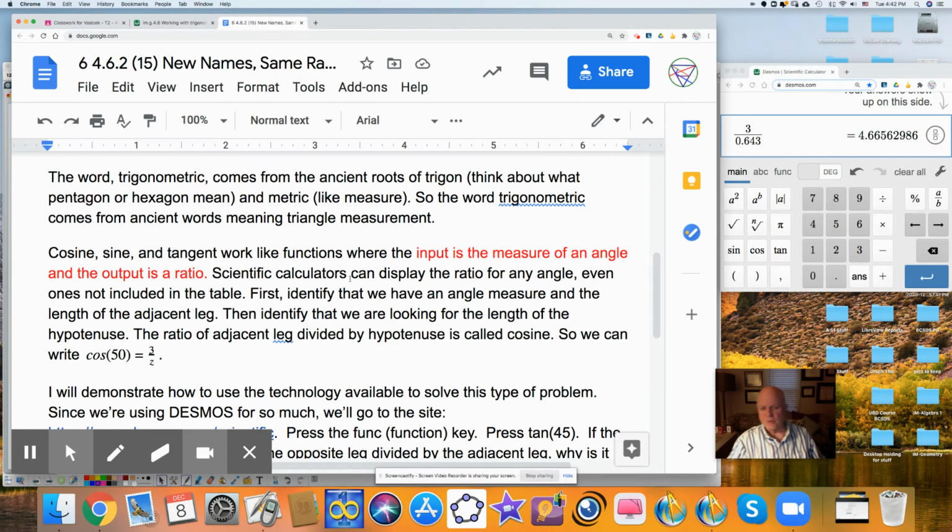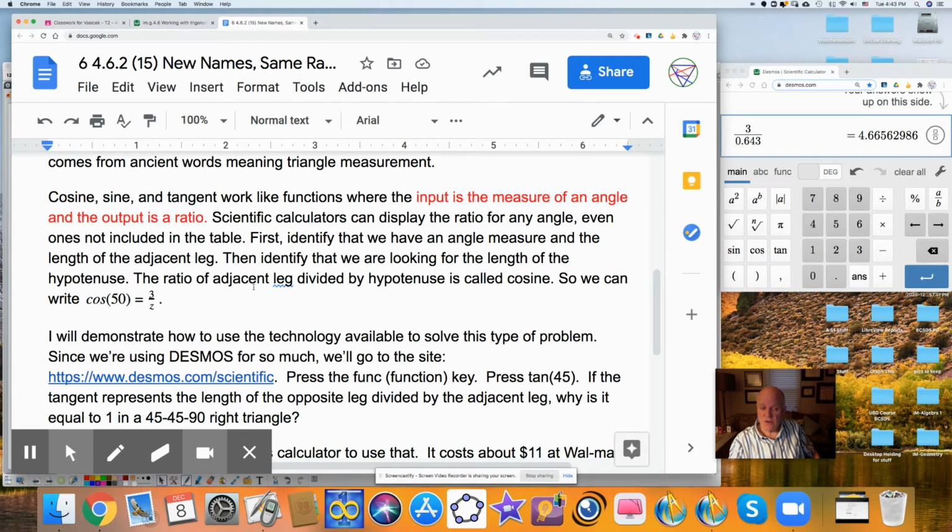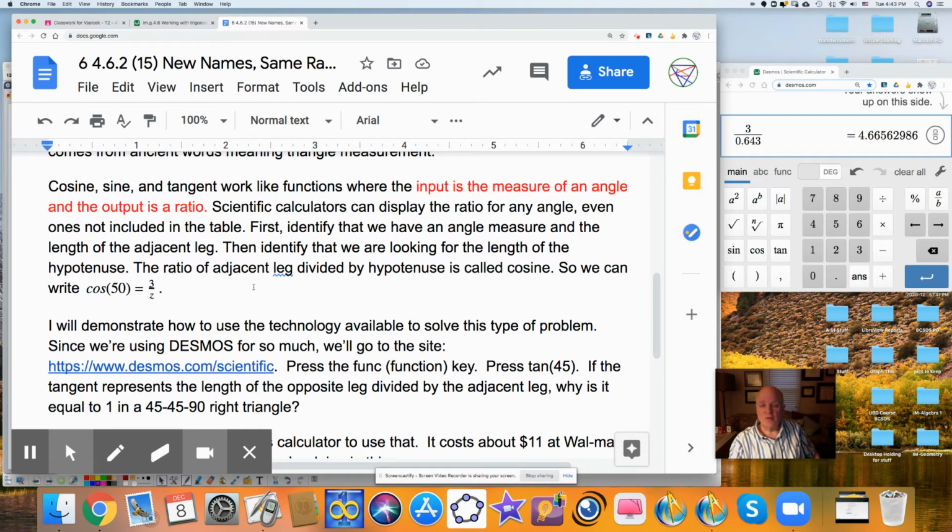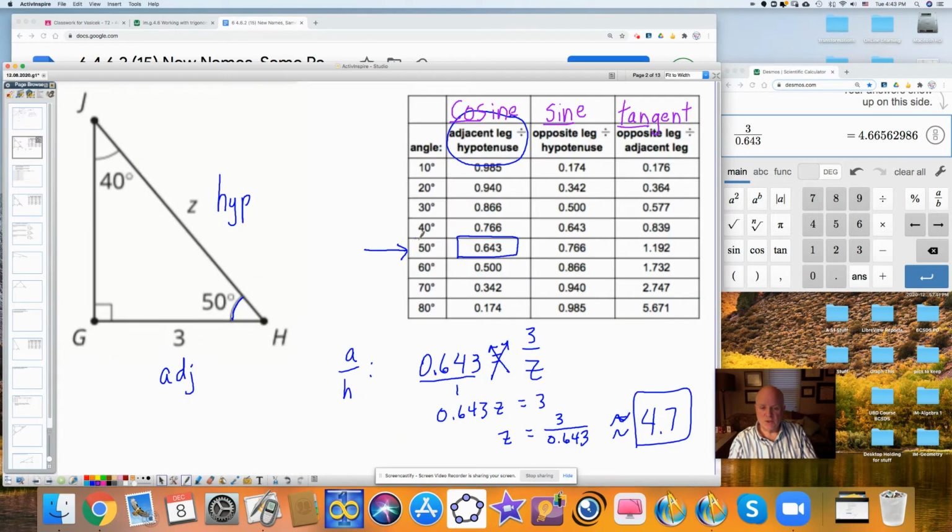These words come from the root of trigon, which means like a pentagon, a hexagon. You know, trigon is a triangle, and metric means to measure. So measuring a triangle is what it really means. Cosine, sine, and tangent work like functions. The input is an angle, the output is a ratio. So if we input 50 degrees, we get an output of a cosine of a ratio. And this ratio can be expressed as a decimal or could be expressed as a side divided by a side.